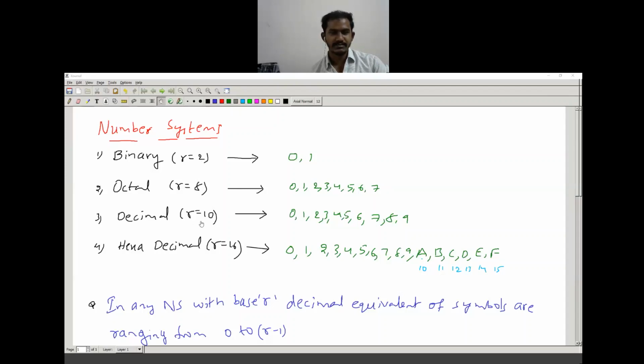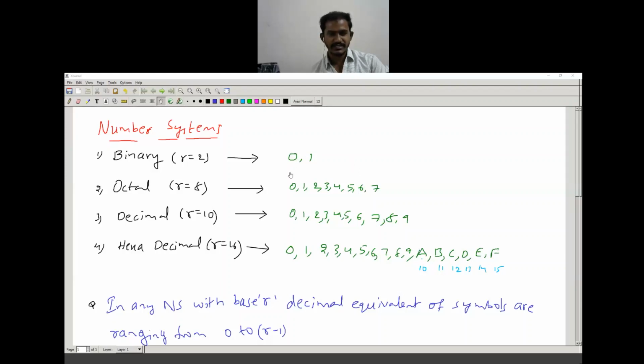Okay, coming to decimal, the base value is 10, so we will have 10 symbols. Those are 0 1 2 3 and up to 9. Total 10 symbols will be there. Coming to hexadecimal, it is r equals 16, so 16 symbols will be there. Those are 0 1 2 3 and up to 9. After 9, we represent 10 with A and 11 with B. That is, 10 to 15 will be represented using the alphabet.